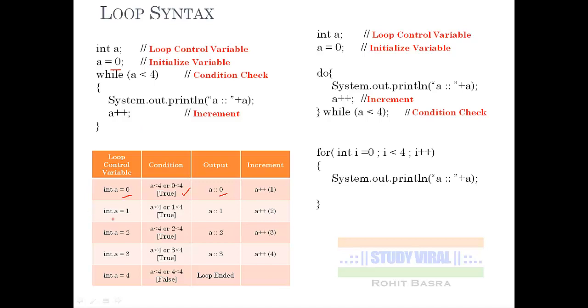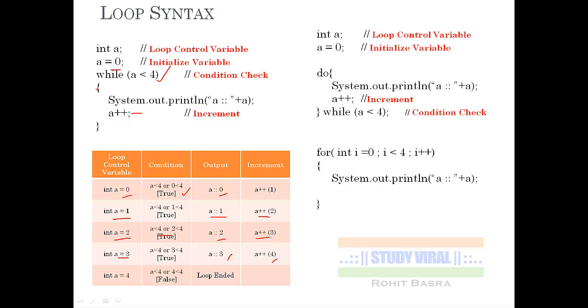Now the new value of a is 1. 1 is less than 4, again it's true, and we enter the loop body. Further, print the message and update the value of a from here. Now the new value of a is 2, the condition is true. Again enter the body, print the value and update the variable a with 3. Now the new value is 3. In our fourth iteration, 3 is less than 4, again the condition is true, print the message a 3 and update the value of a with 4.